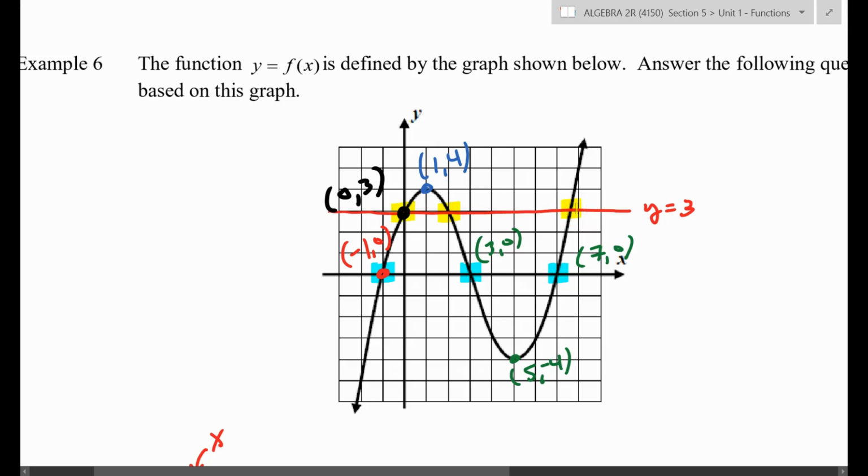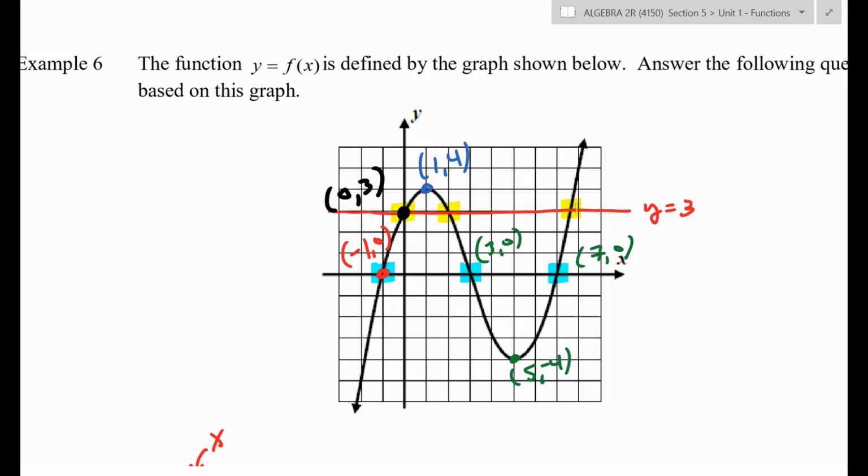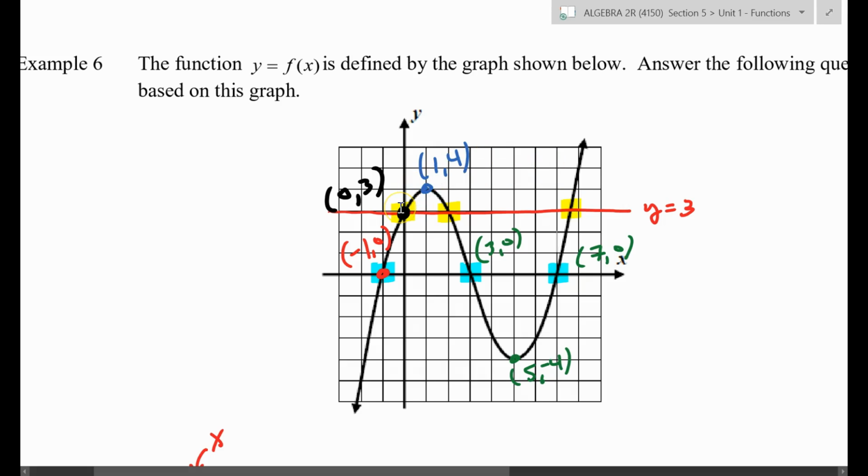Now, if we read the question carefully, what did the question specify? What is the largest solution? Well, what's this solution? 0. What's this solution? 2. And this solution is something between 7 and 8.